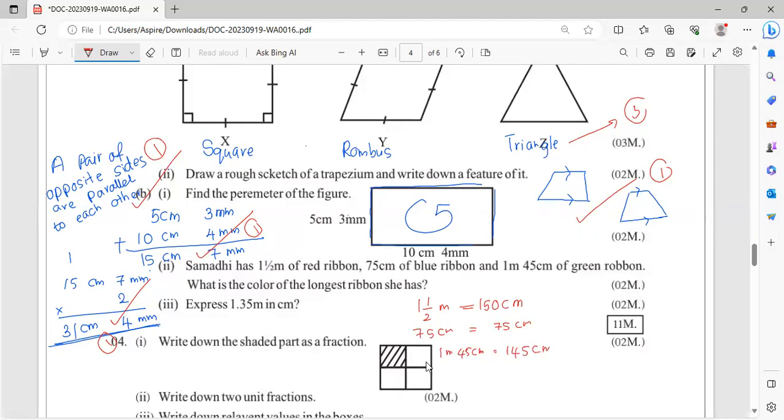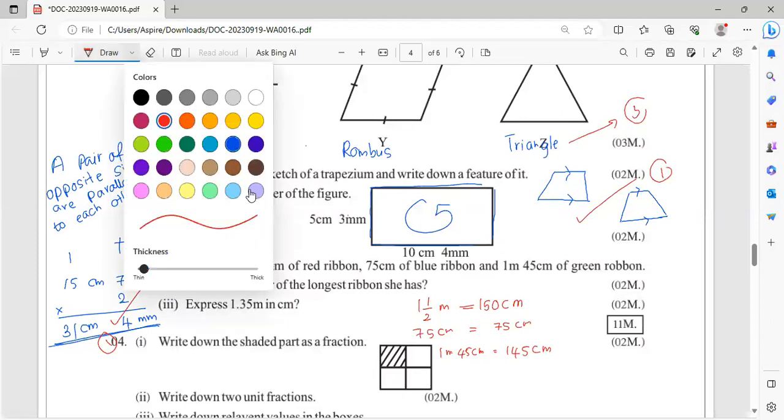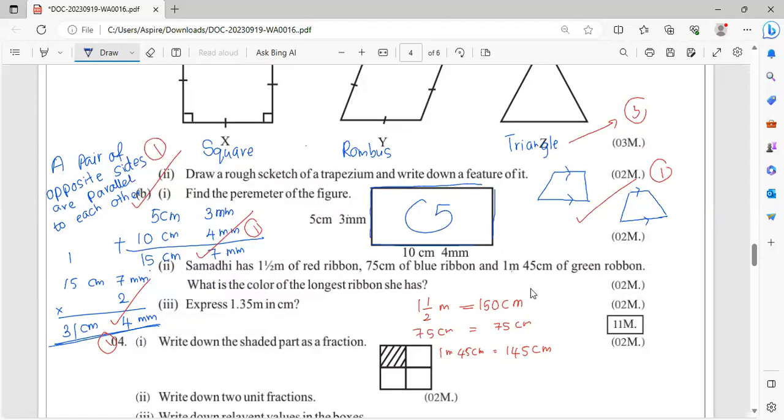145 centimeters. Right. Then which is the longest ribbon? It is the red ribbon. Very good. It is 150 centimeters long. It is the red ribbon. Good. Express 1.35 meters in centimeters.